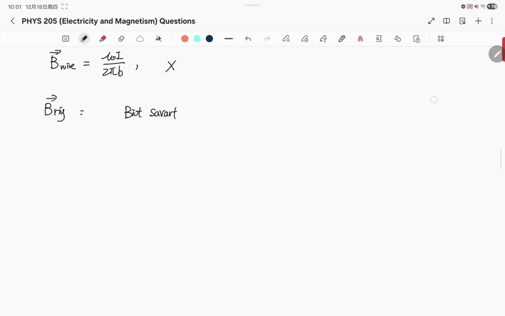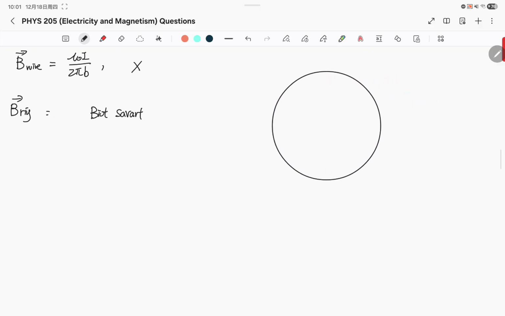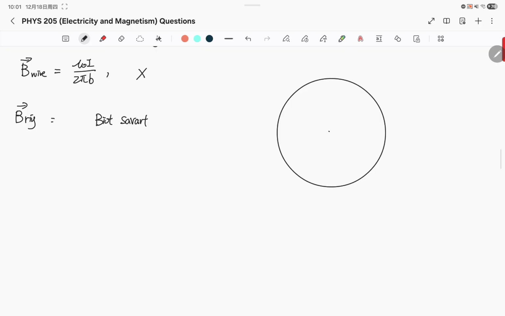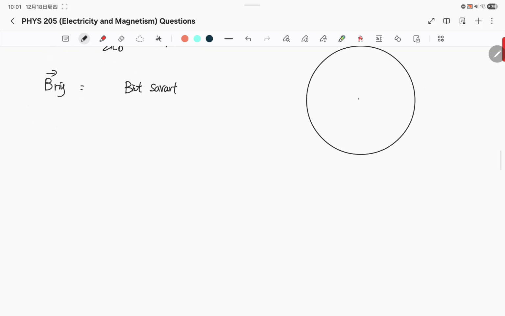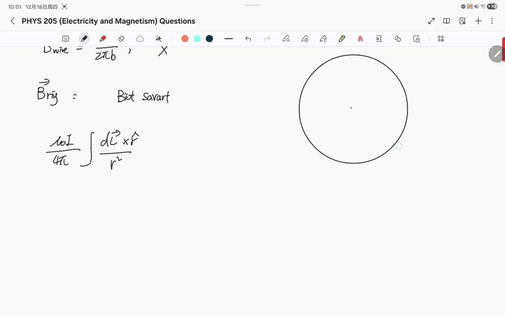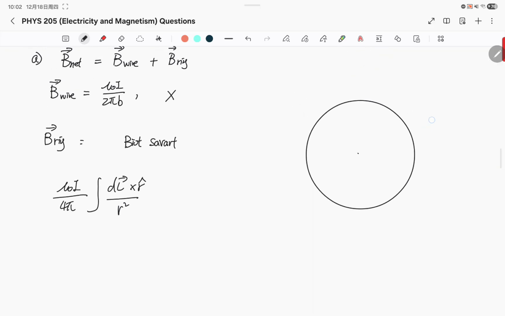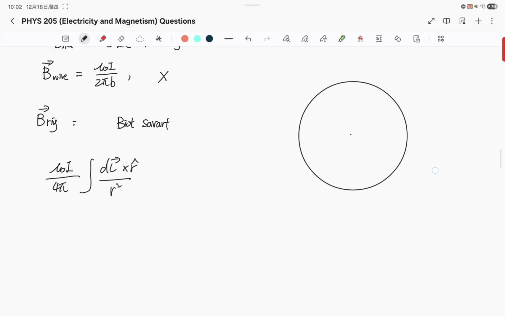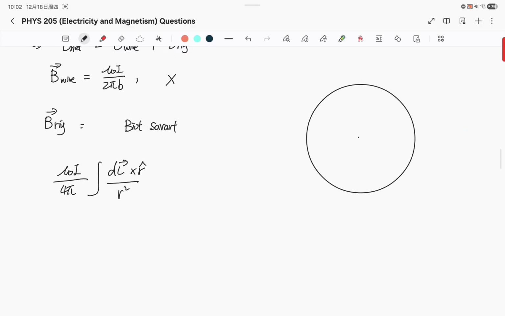We're gonna draw this again, just for the ring. We have center right there. Let's say dl. I'm gonna write down the Biot-Savart equation first. That's mu naught I over 4 pi integral of dl cross r hat over r squared. We just did a bit of Biot-Savart before. It's pretty similar to the question before. In this case, we're just having a full circle instead of part of a circle, but it's the same idea.